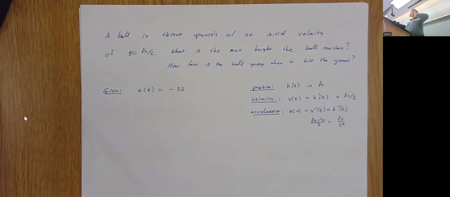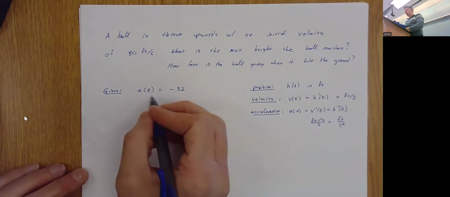Still negative. The initial velocity is going to be positive, but the acceleration is still negative. Because if you throw it upwards, is the ball going to get faster or slower? Slower, right? So it's going to decrease its speed.